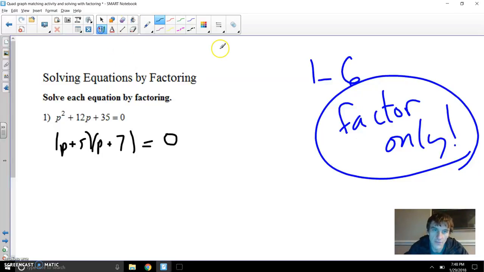So you only had to factor, but I wanted to kind of take you down the path that we're going to be doing tomorrow a little bit. So first I had to factor this. I was thinking about two numbers that would multiply to be 35 while adding to be 12. Those two numbers are 5 and 7. So I set it up with the variable p plus 5 and p plus 7. I really could have done that in either order.